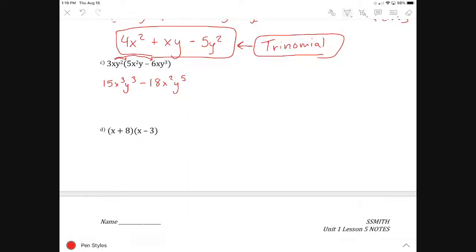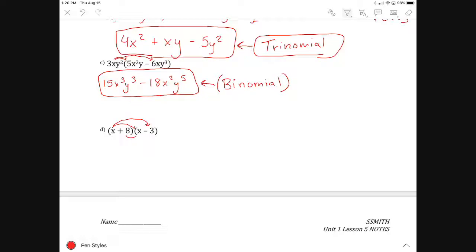So on this one, you have 2 terms. That's your x to the third, y to the third, that's a term, and your x squared, y to the fifth, that's its own term. Because you can't separate those, it's a binomial. The x to the third, y to the third is its own separate term. That is one term. Okay, then we're going to distribute.